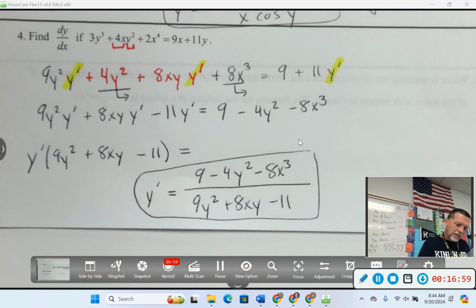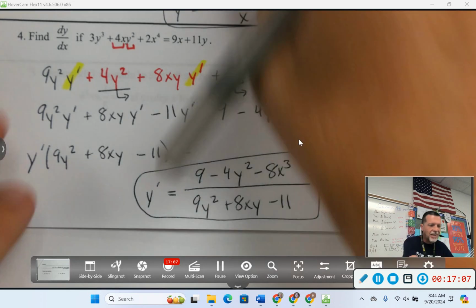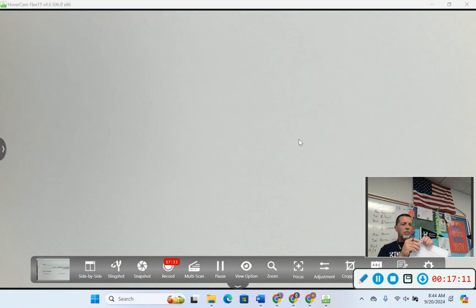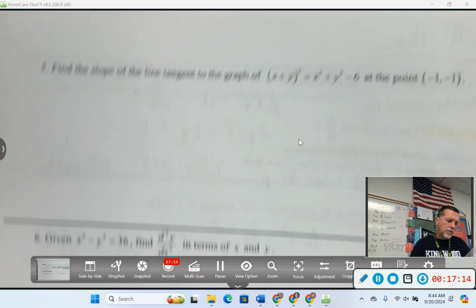Check my key from last year, see if I got the same thing. Yep. Okay. Lots of algebra. Again, no new calculus concepts, just making sure you remember to put that y prime in there.